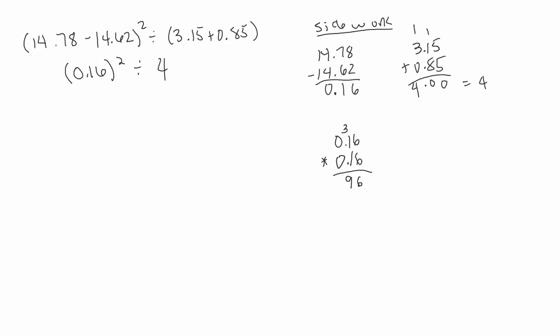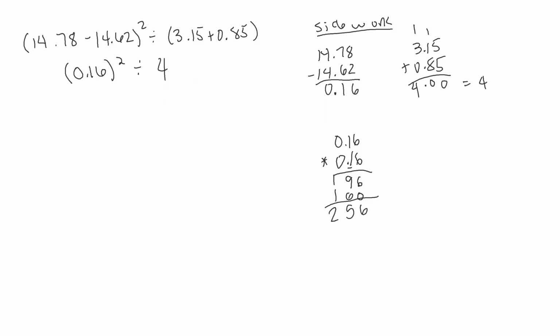All right. Now I'm going to come back and multiply by the 1 here. So I'm going to put the 0 for the 10 down here, and then multiply by 1. 1 times 6 is 6. 1 times 1 is 1. We come down here, we add, and I get 2.56, but I've got to figure out where my decimal point goes.